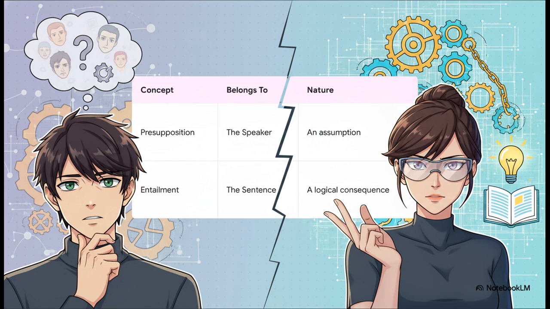Presuppositions belong to people. They are human assumptions, and they can actually be wrong. But entailments belong to sentences. They're cold, hard, logical facts that follow from the words themselves, no matter what the speaker is thinking. So one is about belief and the other is about pure logic.